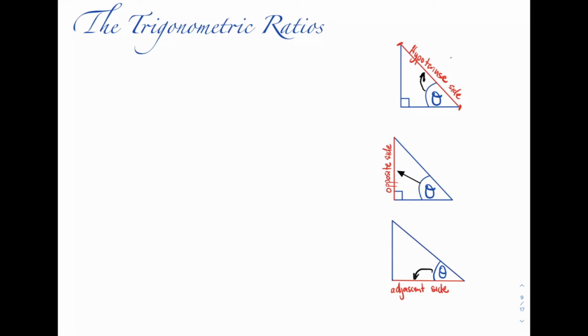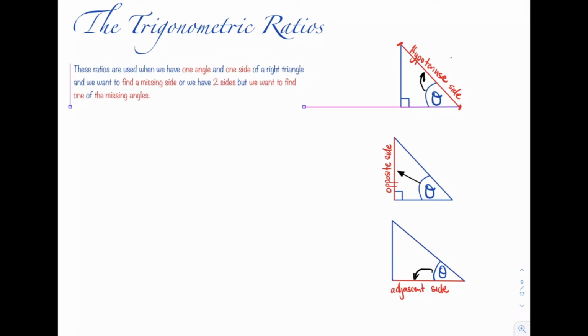So now we go ahead and define trigonometric ratios. These ratios are used when we have one angle and one side of a right triangle and we want to find a missing side, or we have two sides but we want to find one of the missing angles. I know that sounds like a mouthful, but after going through the examples, we'll understand more clearly what this means.